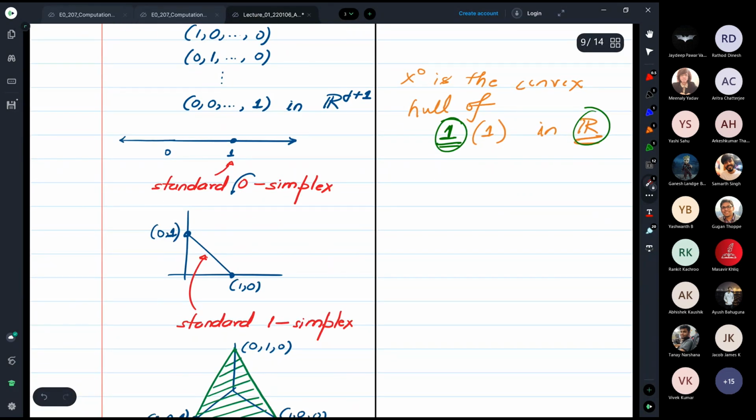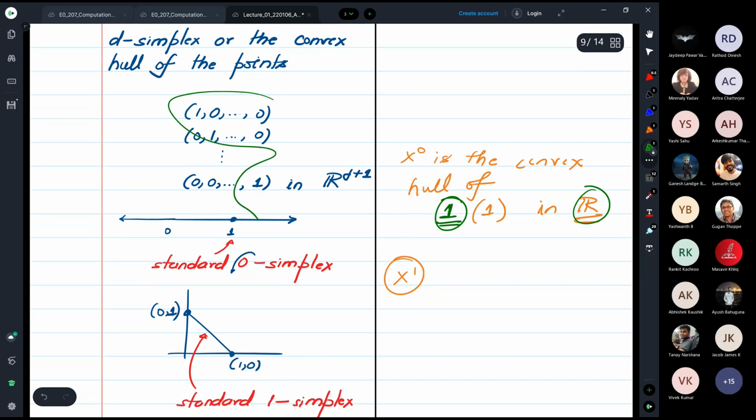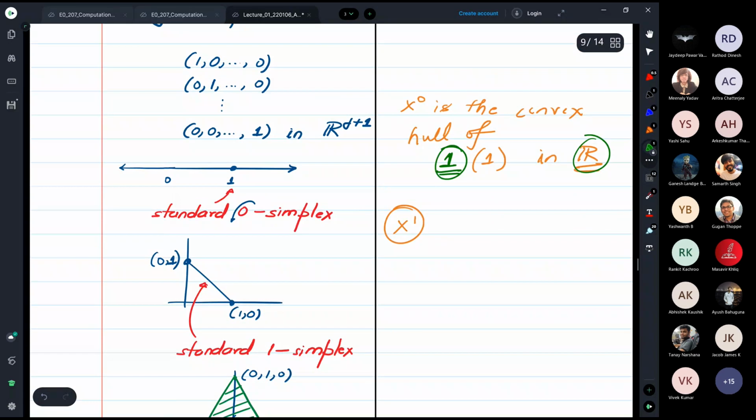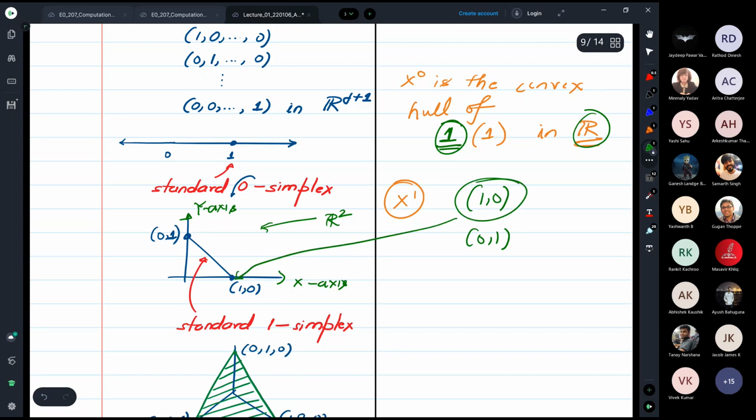Okay, so now let us look at the standard 1-simplex, or what is X1, right? So for X1, we have to look at these vertices in R2, right? So these vectors in R2, what will be the corresponding things? Well, it will be 1 0 and 0 1. Okay, so here is a pictorial representation. Here is the x-axis, this is the y-axis, and this is the R2 plane, right? To identify these vectors over here, this is 1 0 and this is 0 1, right?